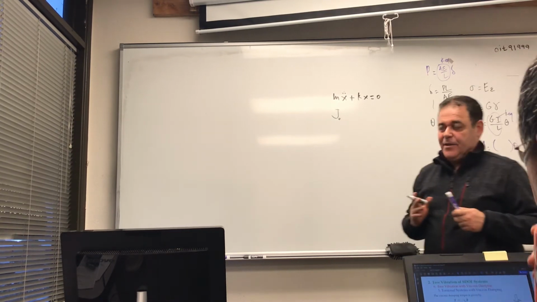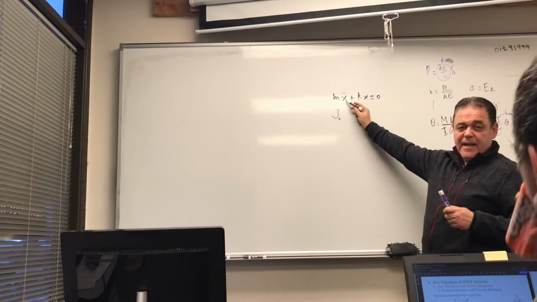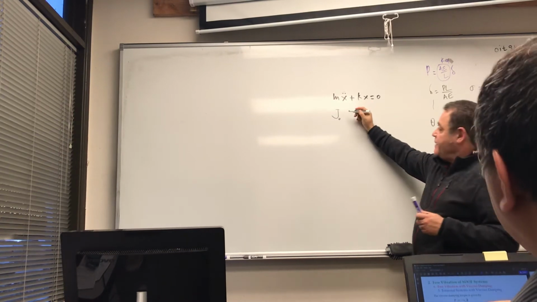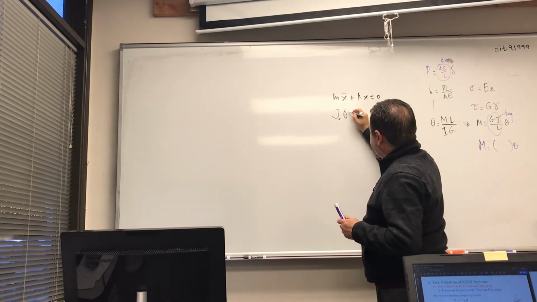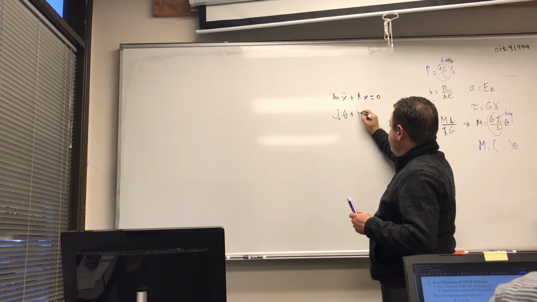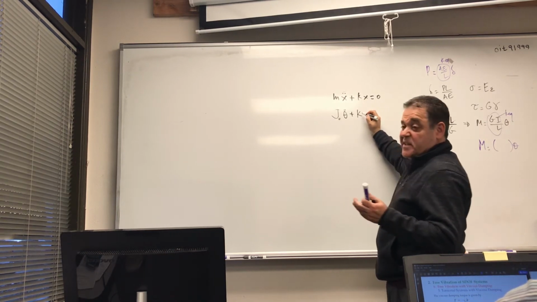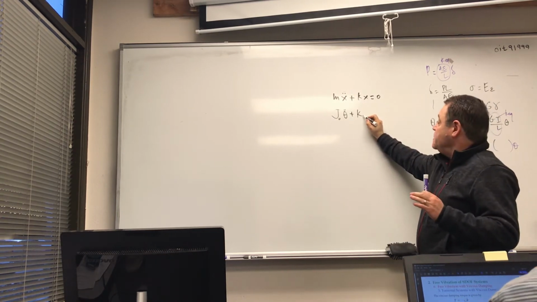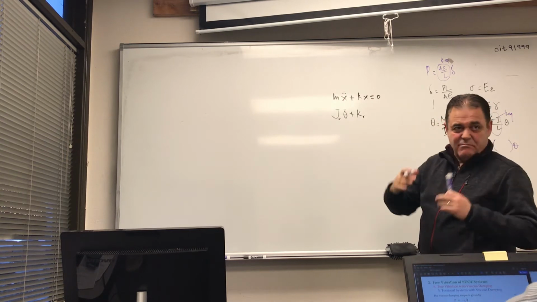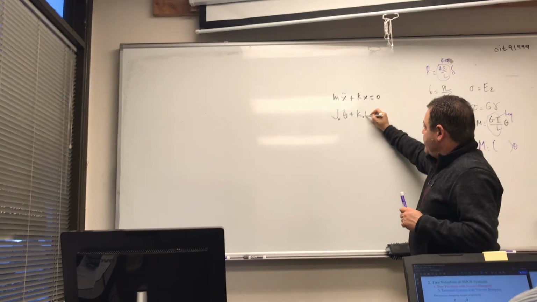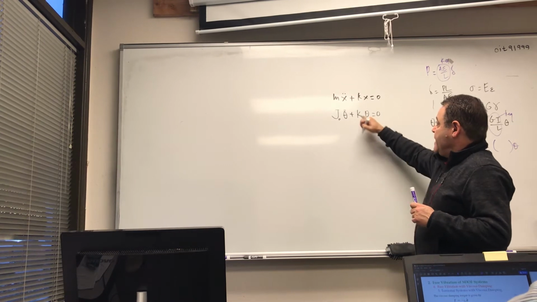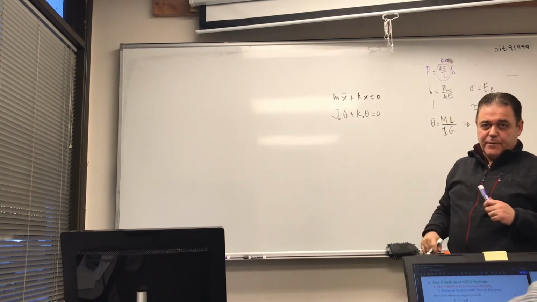And then instead of x, it would be what? Theta. So J theta double dot plus, what is K? It's still K, except that it's K_T for a rotation, and then theta equals 0. Is this differential equation any different from that?